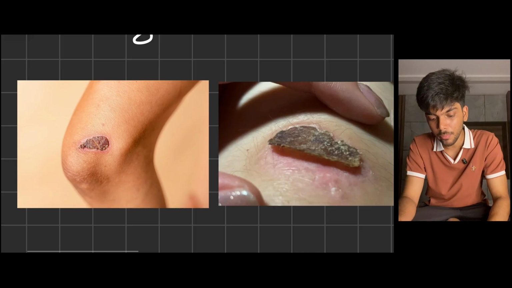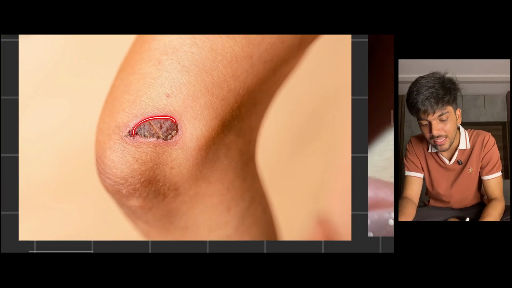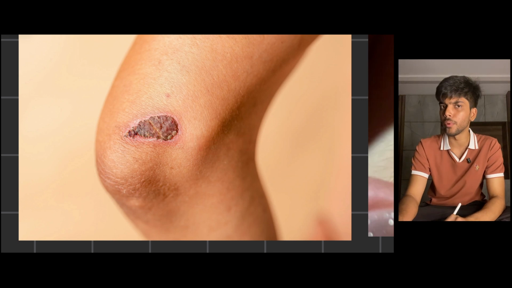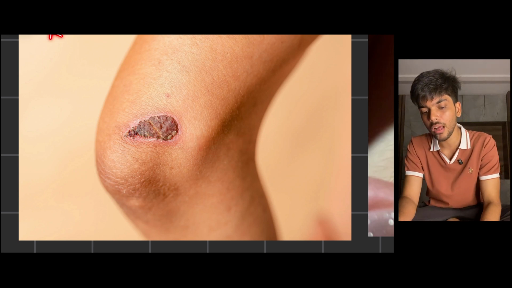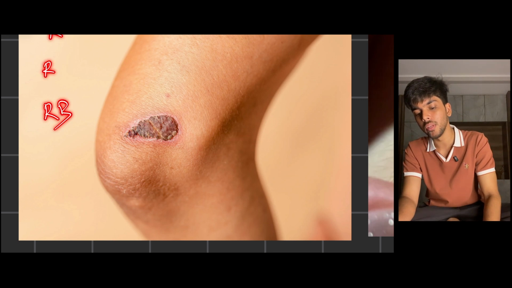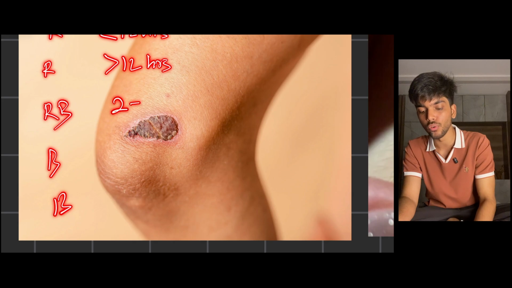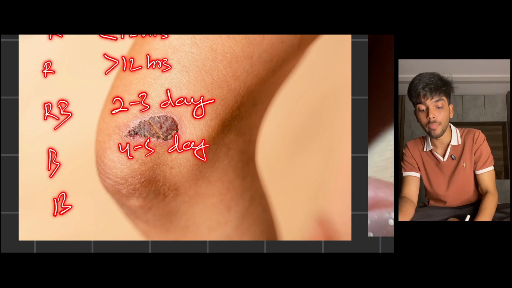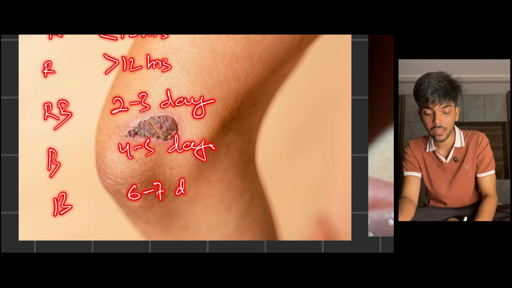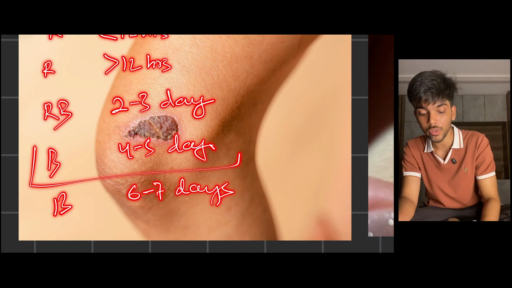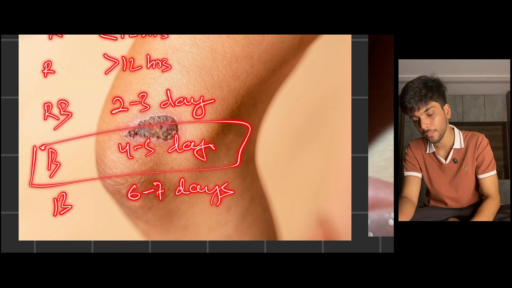Okay, let's do some practice questions. You can see that the scab is brown in color. Now, how old is this abrasion? Remember, R, B: raw less than 12 hours, red more than 12 hours, reddish brown 2 to 3 days, brown 4 to 5 days, and black it's 6 to 7 days. The color of the scab is brown, so it is most probably 4 to 5 days.